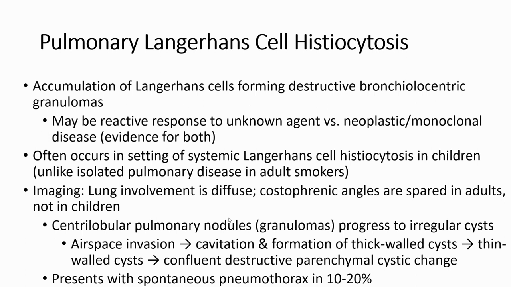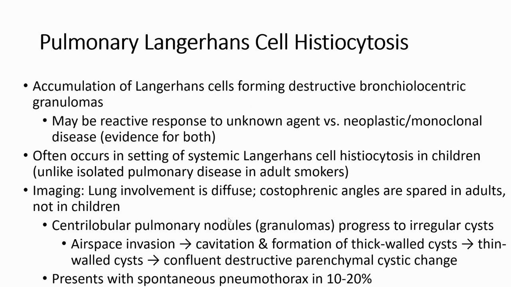Pulmonary Langerhans cell histiocytosis is an accumulation of Langerhans cells forming destructive bronchiolocentric granulomas. It may be a reactive response to an unknown agent, or a neoplastic monoclonal disease. It often occurs in the setting of systemic Langerhans cell histiocytosis in children, unlike isolated pulmonary disease in adult smokers.